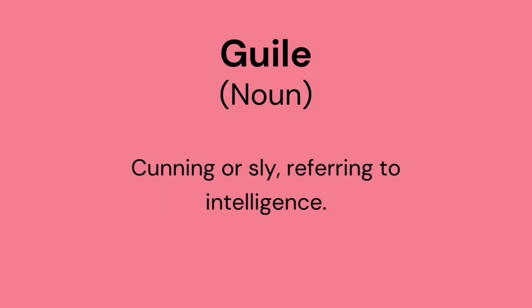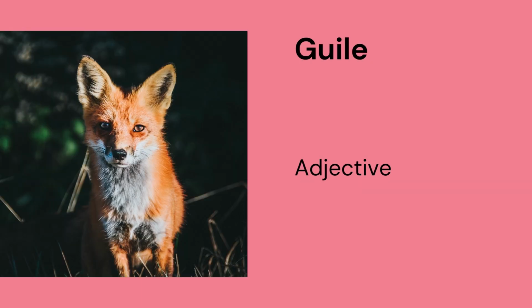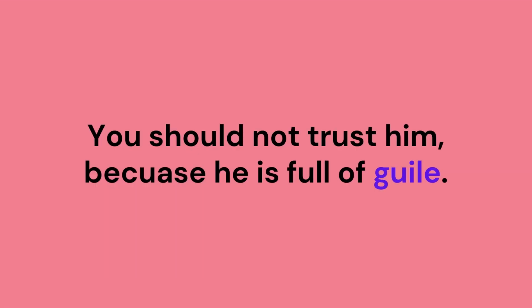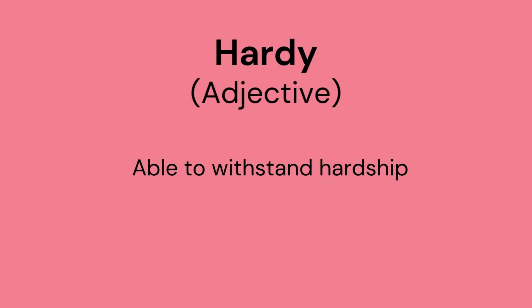Guile. Guile is a noun and its meaning is cunning or sly, and it refers to intelligence. And when I hear the word guile, I always think of a fox, because a fox is an animal that is full of guile. Of course, can be used as an adjective, but it is a noun. You should not trust him because he is full of guile. And in the comments below, tell me if you can see the deliberate spelling error on this page. Just a kind of a game.